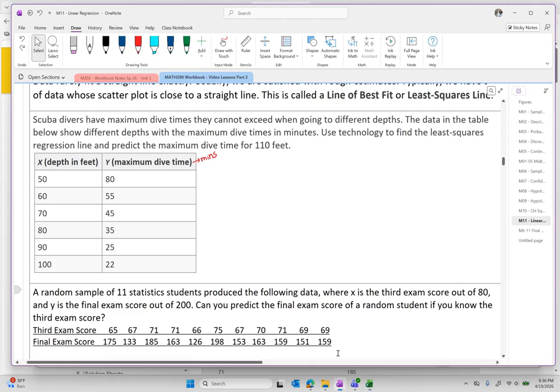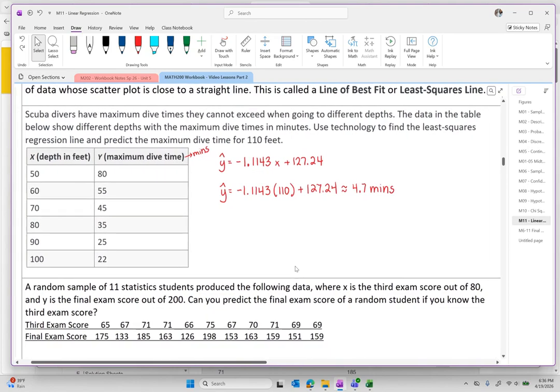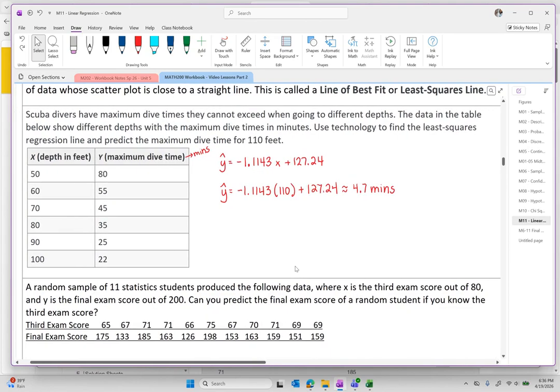So here I'm going to go back in my notes and write the equation. To guess the maximum dive time for 110 feet, I will plug in x equal to 110 and guess the value for the y. Remember to always write y hat here.